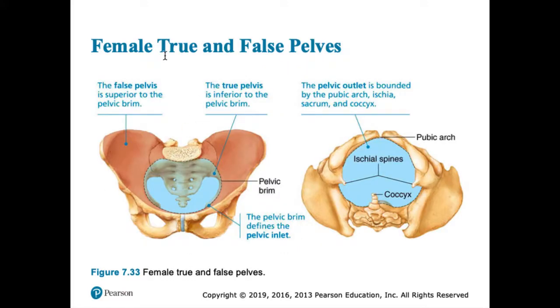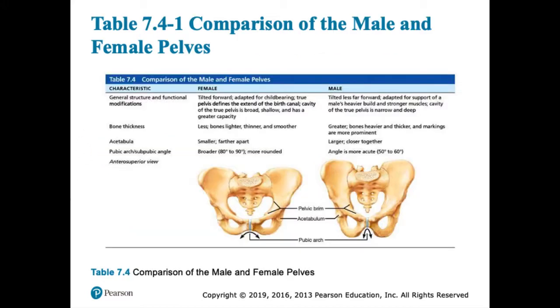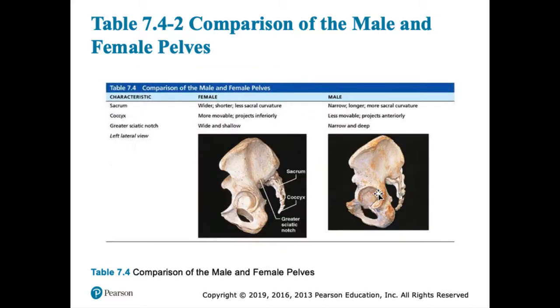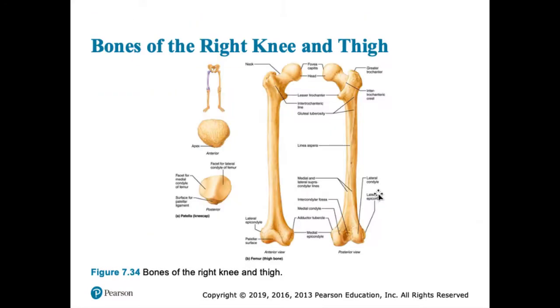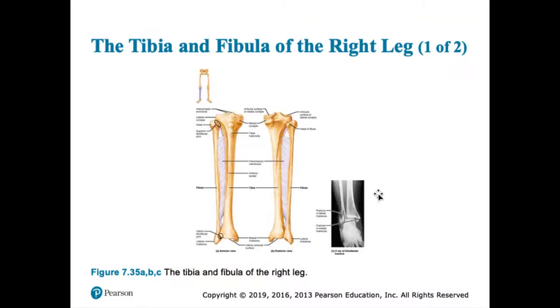And then, of course, the female true and false pelves, so making sure that you can see that. And then the comparison of the male and female pelvic area, of course, in the female, it is wider for childbirth, and in the male, it is more narrow. So looking at the differences between those and know the differences between those. And then, of course, the bones of the right knee and thigh, making sure you understand its structures and the processes on each one of those.